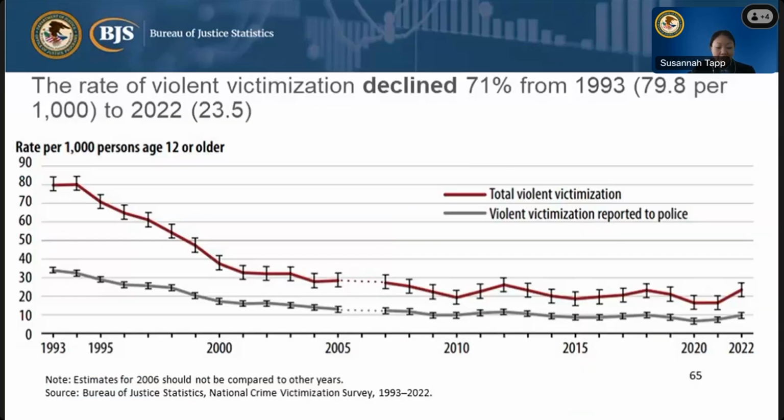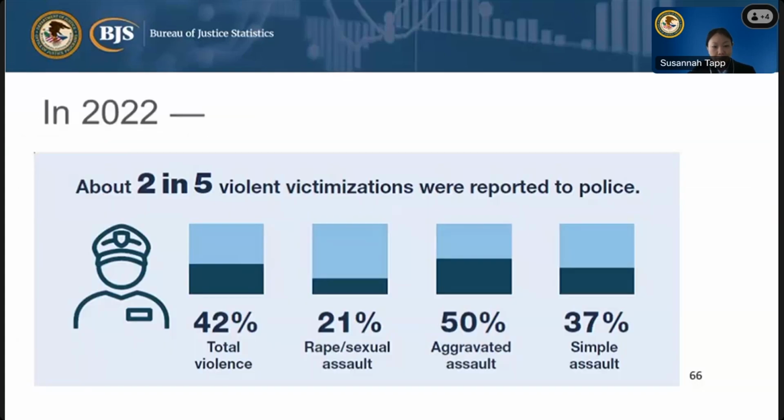One of the advantages of the NCVS remaining largely unchanged since 1993 is that it allows us to look at trends over time. So in 2022, there were 23.5 victimizations per 1,000 persons. And this was up from a 30-year low in the NCVS that occurred in 2020 and 2021. But over the last 30 years, violent victimization has actually declined 71%, from 79.8 per 1,000 to 23.5 per 1,000 from 1993 to 2022. And the rate of violent victimization reported to police over that same 30-year time period has also trended downwards.